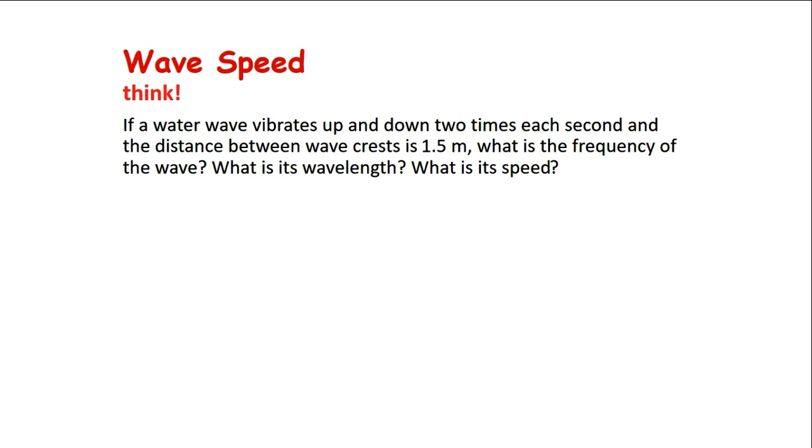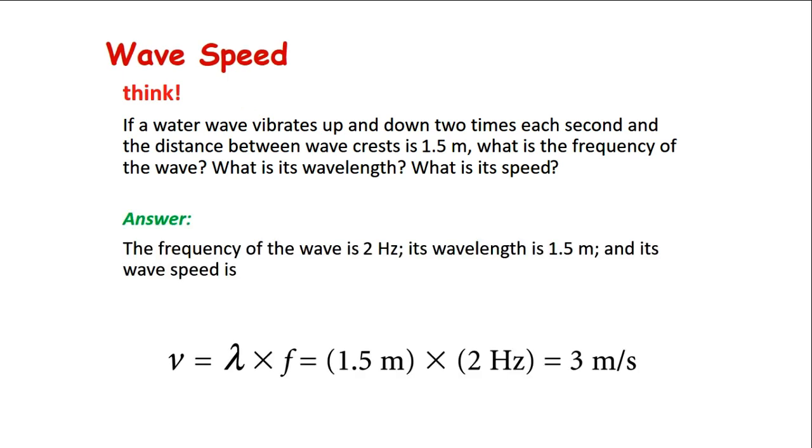In fact, let's go back and read it again. Let's read the first line: if a water wave vibrates up and down 2 times each second. What do you conclude from this sentence? You have 2 vibrations each second. So that's the frequency. The frequency of the vibration will be the same as the frequency of the wave. So the frequency should be 2. The wavelength is simply 1.5 meters. It's already saying that the distance between 2 close wave crests is 1.5 meters.